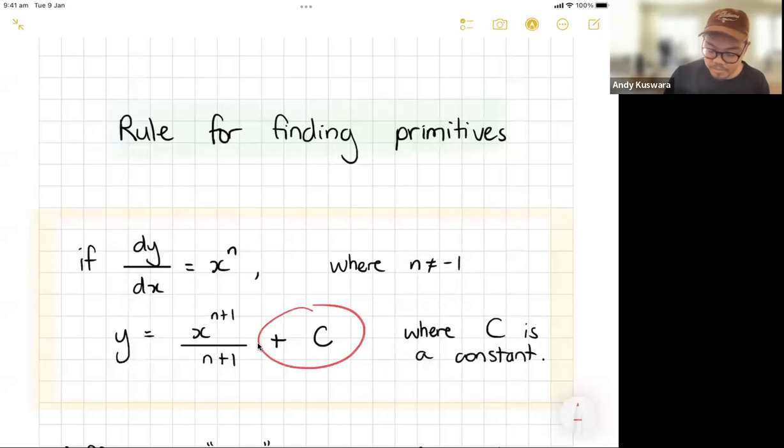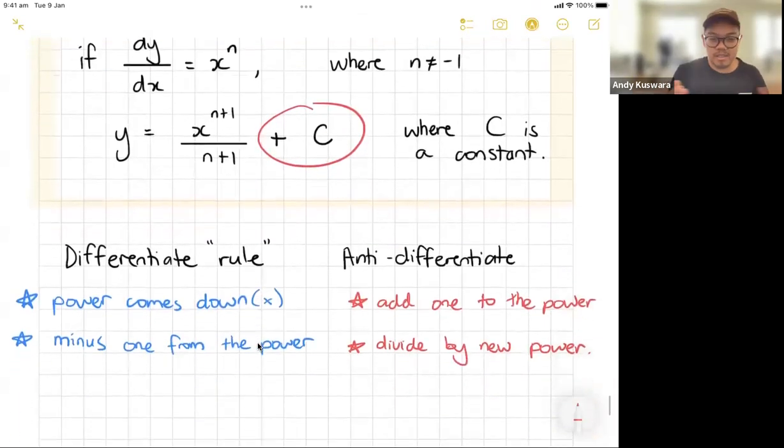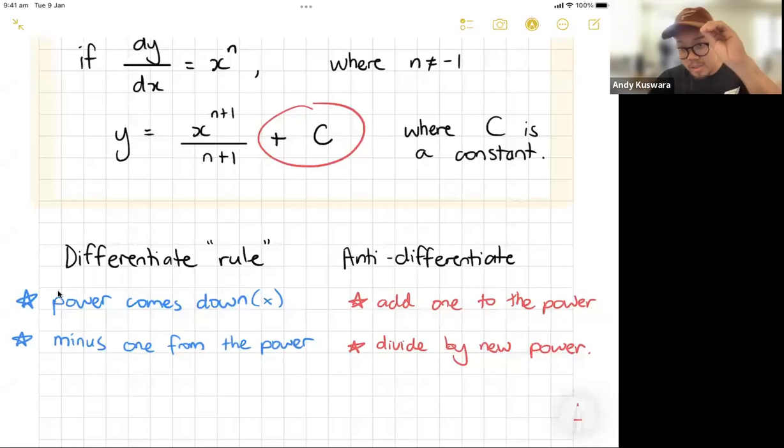Now, just to show you that it's the opposite, when you differentiate, what's the rule for differentiation? I normally say it like this: the power at the top comes down, and then you minus 1 from the power. If we do the opposite, the anti-derivative, what am I doing to the power? I'm adding 1 to the power, and then dividing by whatever that new power is, which is very opposite to what we've got here.